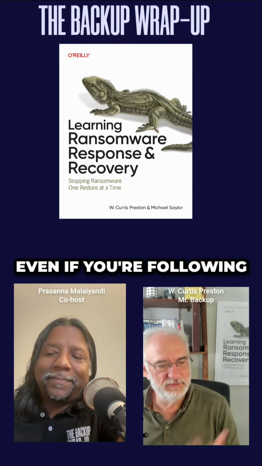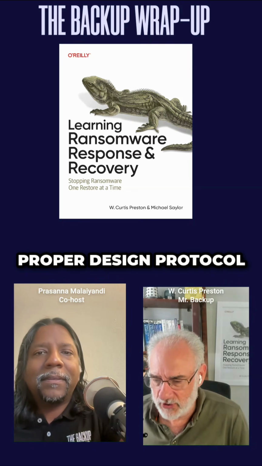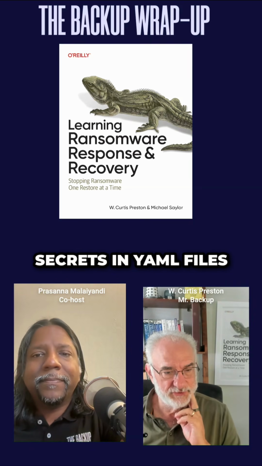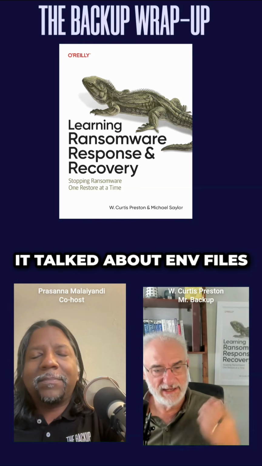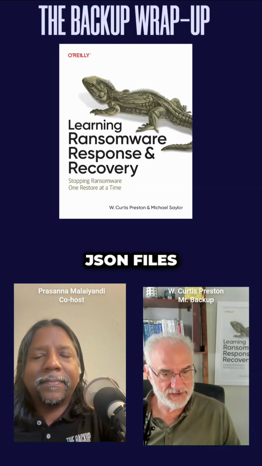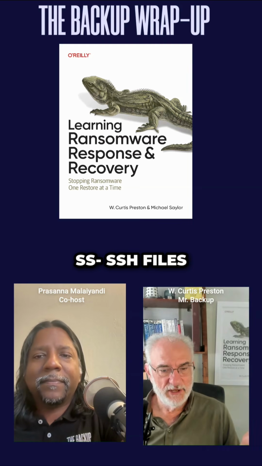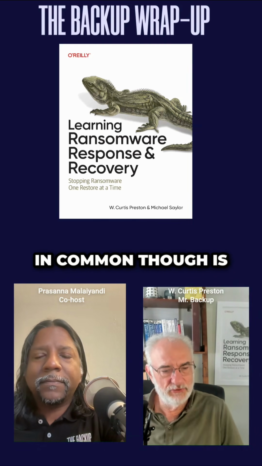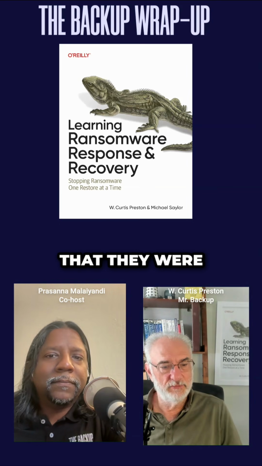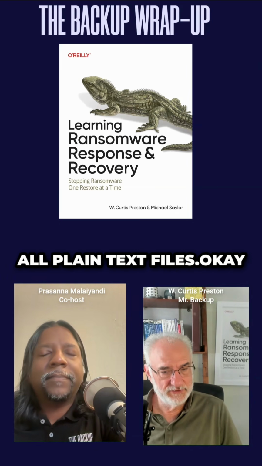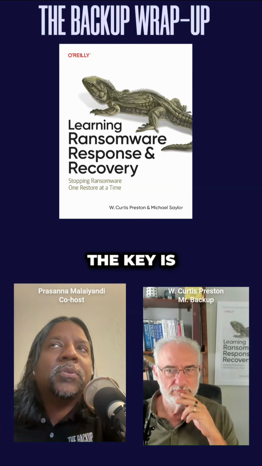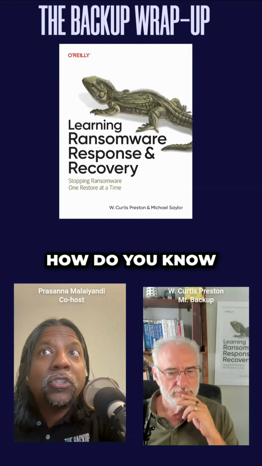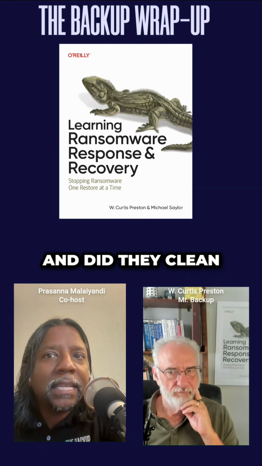Even if you're following proper design protocol, you still should not be storing secrets in YAML files or any other type of files, right? I talked about env files, YAML files, JSON files, SSH files, just old scripts, right? The one thing that they did have all in common, though, is that they were all plain text files. And I think that's the key, with all of these text files, and if you have so many developers, it's like, how do you know who wrote what and did they clean up after themselves?